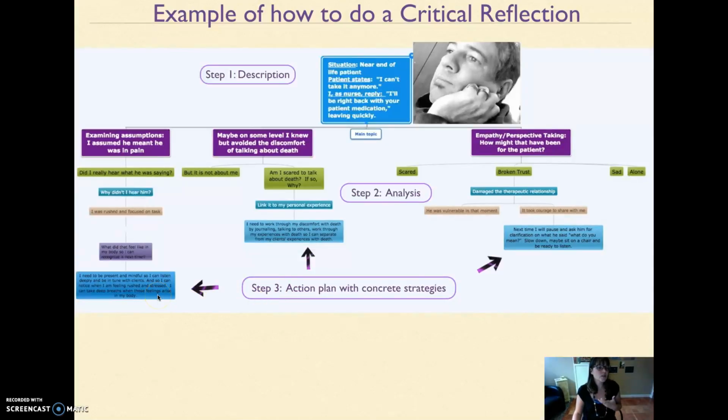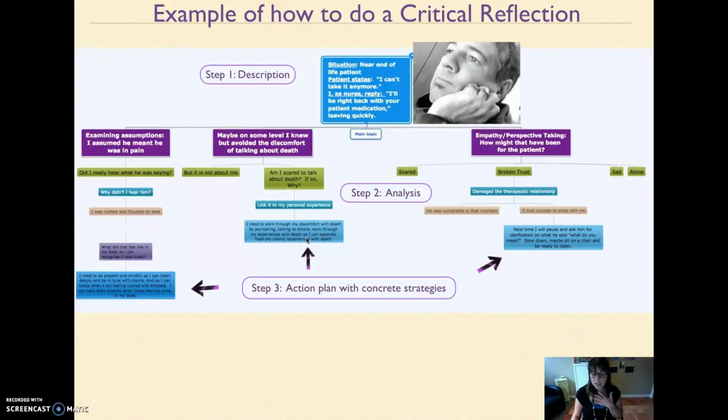So then I create my step 3, the action plan with concrete strategies. So I need to be more present and mindful so I can listen deeply to clients. So when I'm feeling stress, I feel those sensations in my body. I can take some deep breaths and feel grounded so that I can respond effectively to my clients.